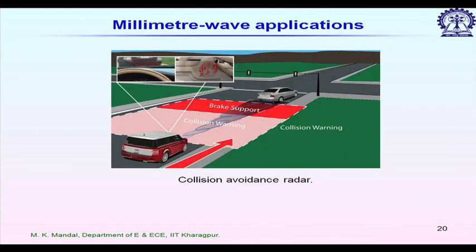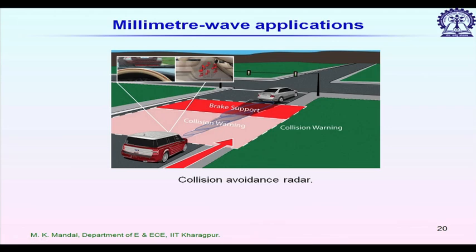Another popular application, collision avoidance radar, it is already there. Typically it uses the 77 gigahertz spectrum. We have one FMCW radar installed inside the car, which constantly monitors the traffic in front and just beside it, and when it is within a distance, which we call the collision warning distance, then it will warn you by giving some beep sound.